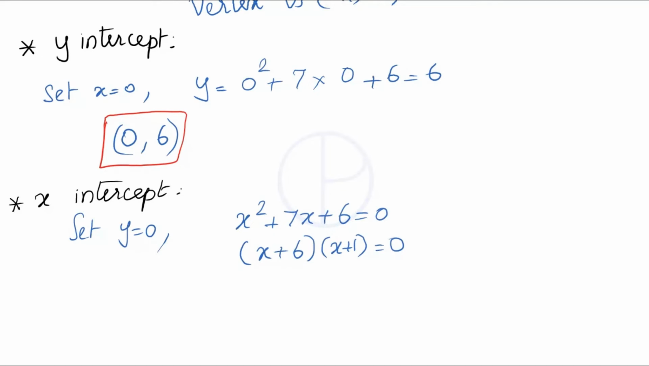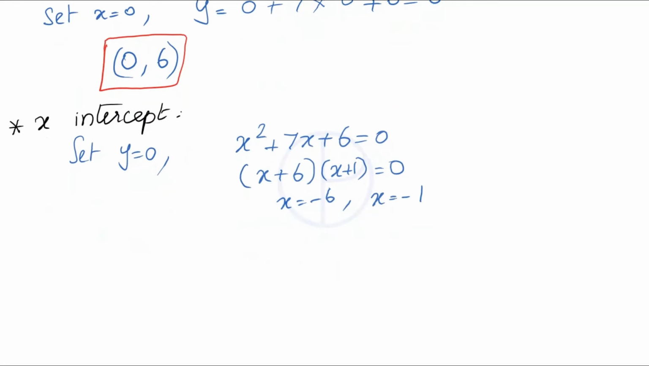Either x + 6 = 0 or x + 1 = 0. That is x = -6 or x = -1. So the x-intercepts are (-1, 0) and (-6, 0).